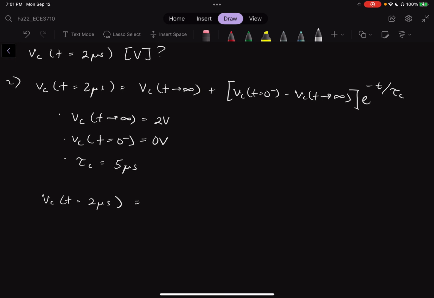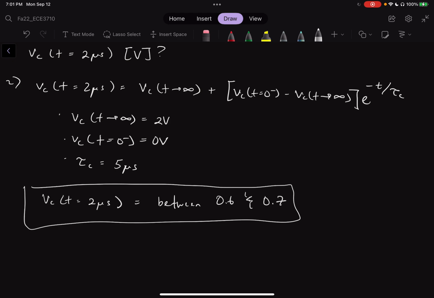it's between 0.6 and 0.7. I mention this because it really depends how many significant figures you're going to be keeping and how you do your unit analysis. So any answer between 0.6 and 0.7 is acceptable.